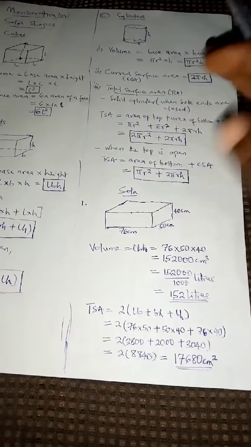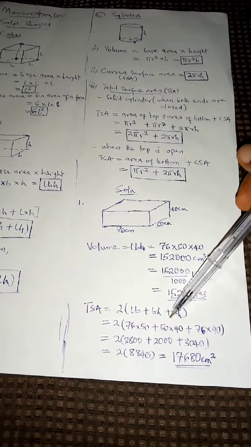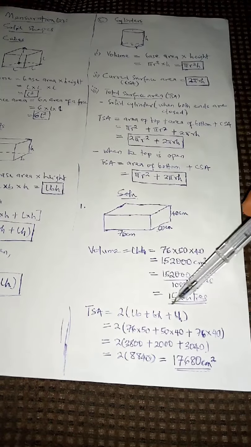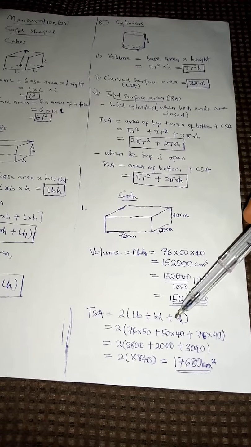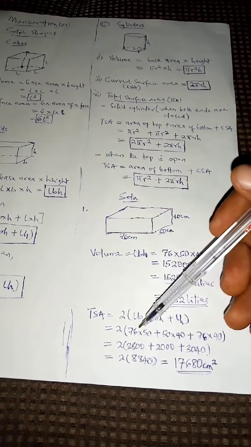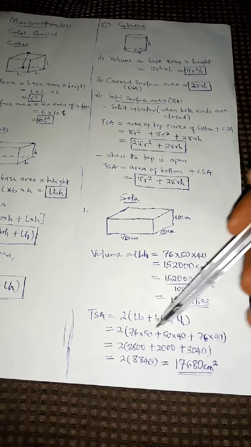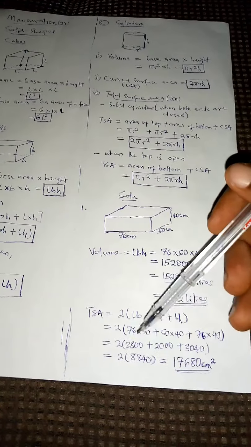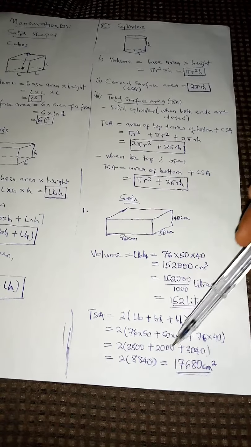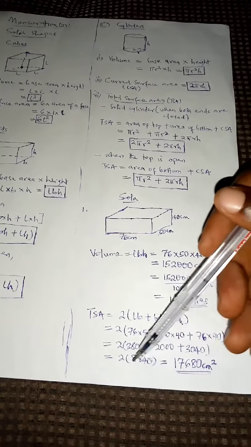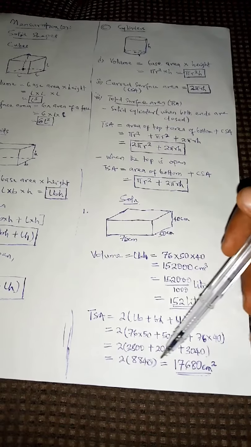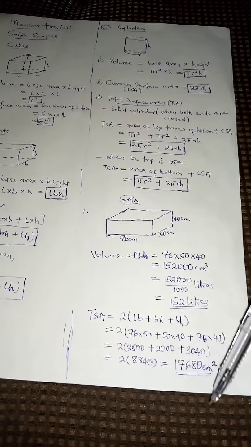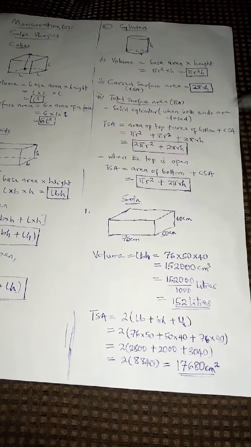Now if you want your total surface area, since no surface is open, you consider all 6 faces: LB plus BH plus LH, all in bracket, times 2. Your length is 76, your breadth is 50, your height is 40. Put in those values. Multiply this to have this, multiply this to have this, and so on. Use these two to multiply this, and you will have 17,680 centimeters squared. Area is in squared.